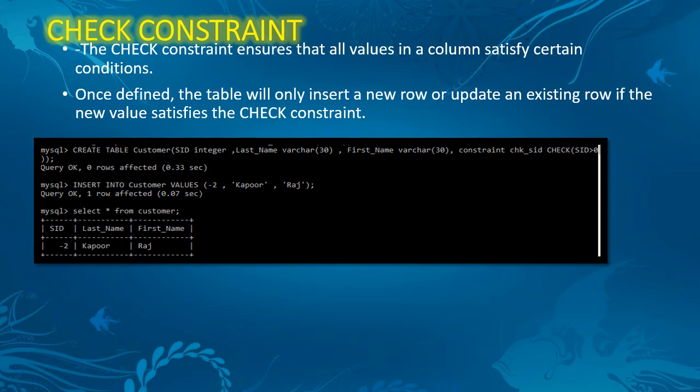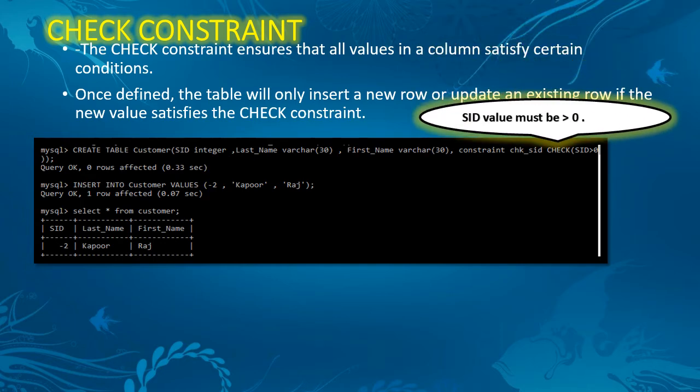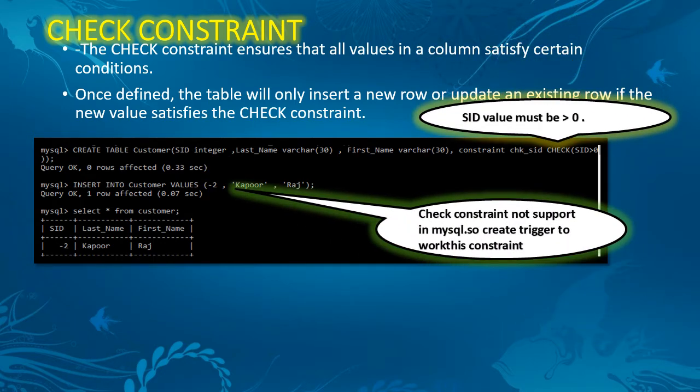That means the SID value must be greater than 0. But I am inserting the record -2 that I have given, and it is inserted. Why? Because check constraints are not directly supported in MySQL. Through a trigger only can we make this constraint work.